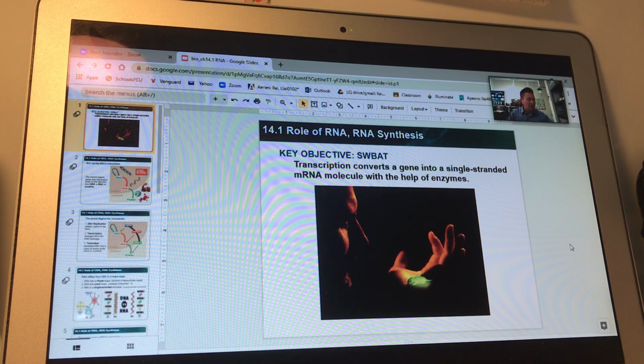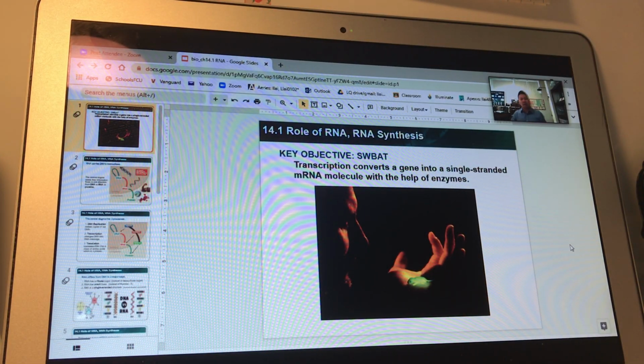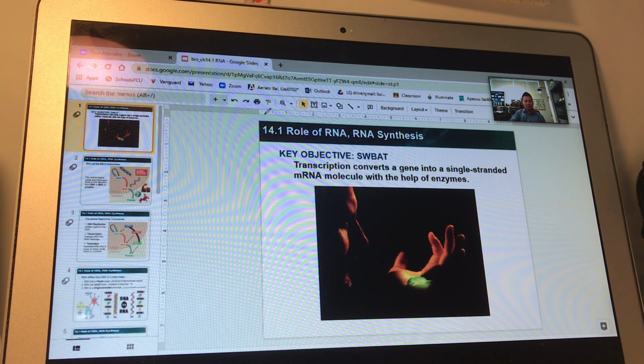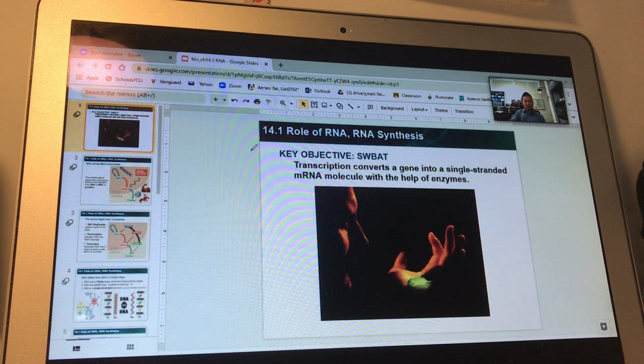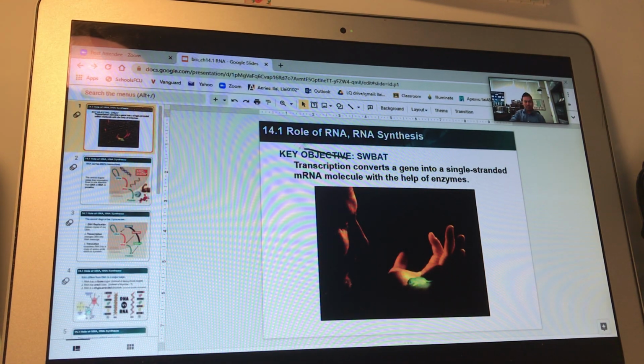Today is to talk about transcription. Okay, transcription. The word is right here. The word is, let me get my annotation ready. The word is transcription.